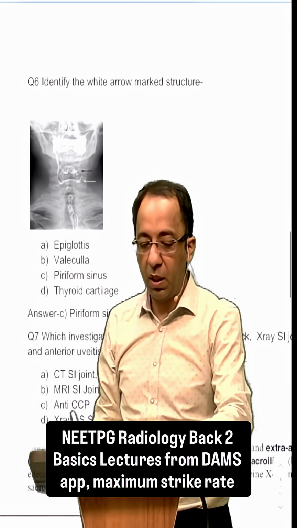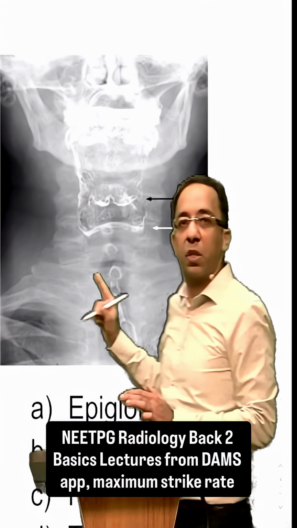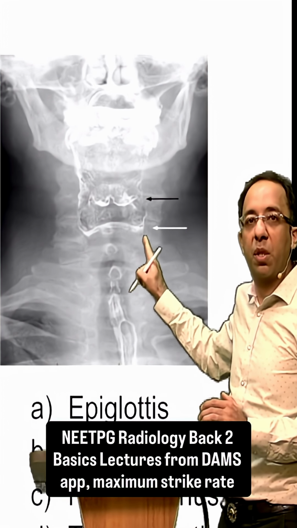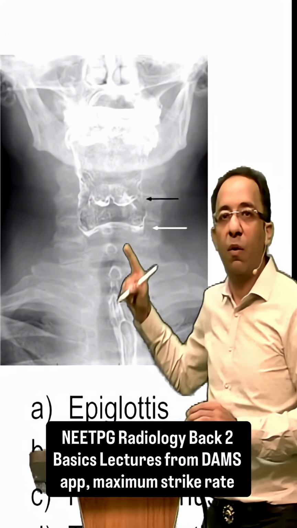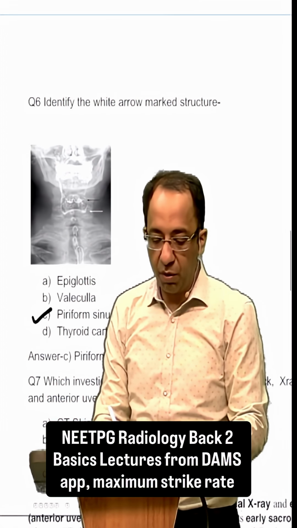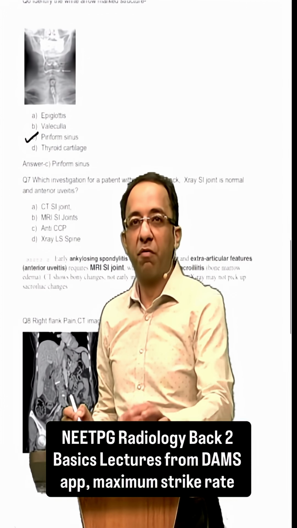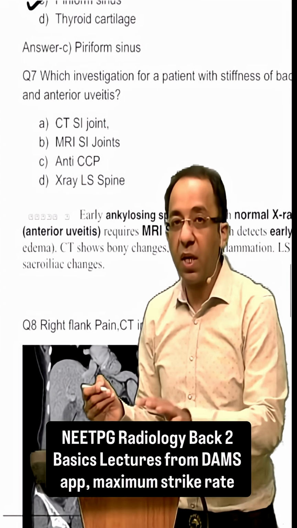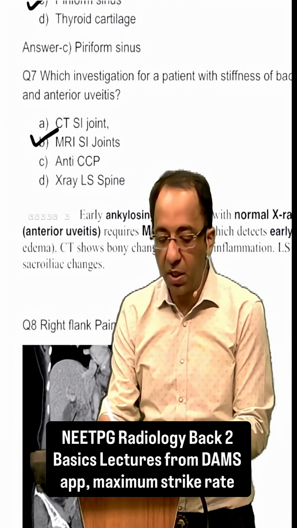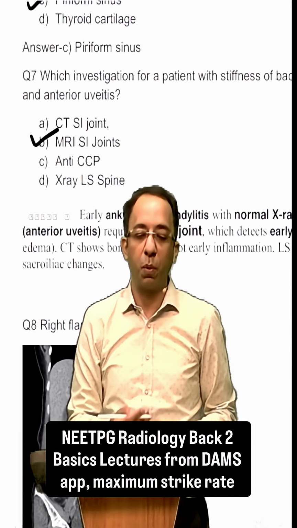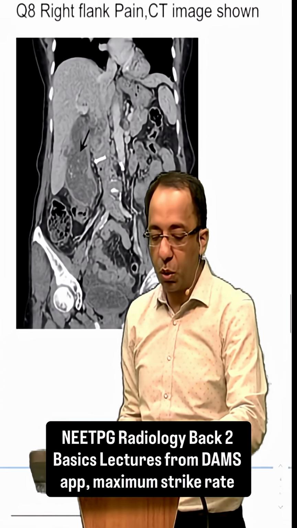That was the paper. There was a barium image in which they had marked the white colored arrow. This is the piriform sinus. Above it, you see the vallecula. So the answer was piriform sinus. Patient had stiffness of back, uveitis, X-ray was normal. Now you need to do an MRI SI joint to look for changes of ankylosing spondylitis. This is directly a classroom question.